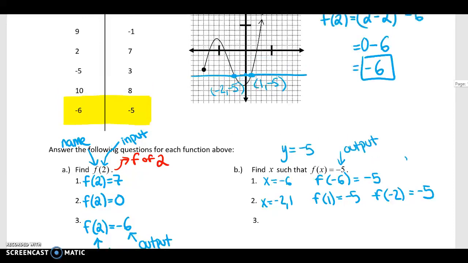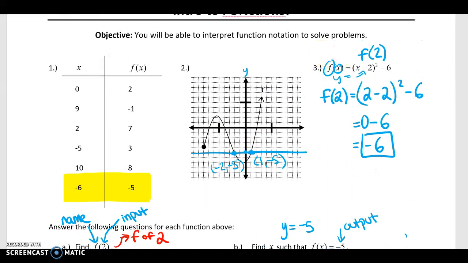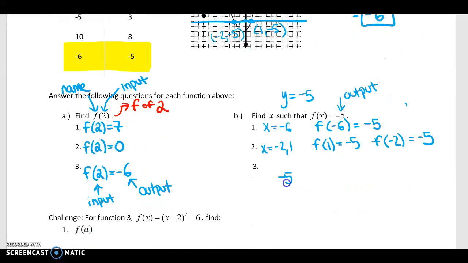For your last one, you're saying f of x is -5. I need to substitute -5 in where I see f of x. So really you'd have -5 equals the equation. And I'm actually going to come down and write this over here. -5 equals (x minus 2) squared minus 6. And this is an equation you need to solve.